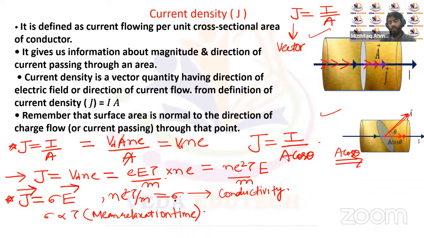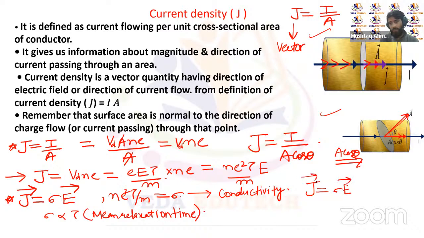We call this sigma conductivity. It means that conductivity decides which material is a better conductor of electricity and which material is not. That's the significance of sigma, conductivity. So conductivity gives us the information of which material is a better conductor and which material is a poor conductor of electricity. And this J is equal to sigma E.